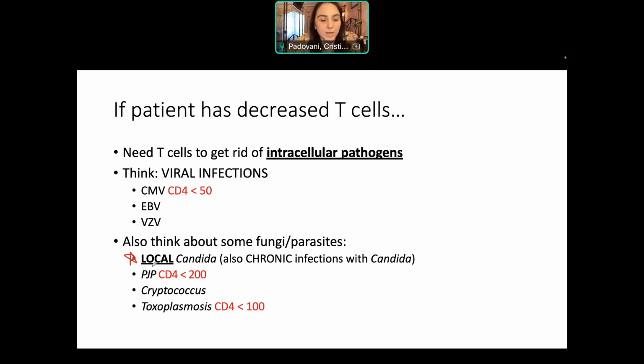For pneumocystis jirovecii pneumonia, I abbreviate that PJP. I know a lot of people do PCP, but that's what the PJP is for. It's pneumocystis jirovecii pneumonia.